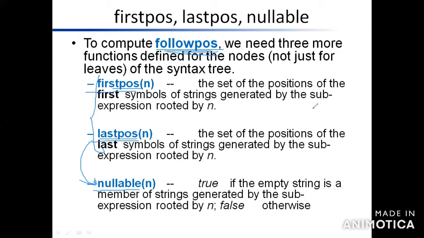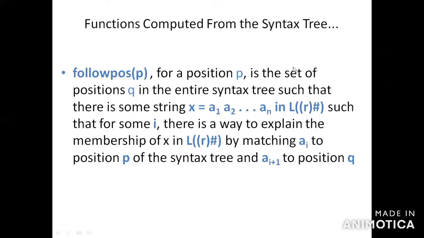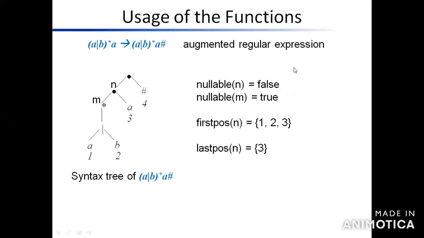What about the next step? You have to calculate for the first position, last position, and follow positions. Okay, then I go to the next step. It's clear. Just watch the problems. Okay, this is the follow position formula. This is the nullable value.